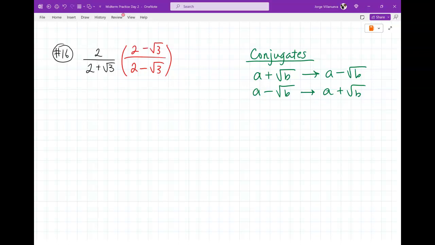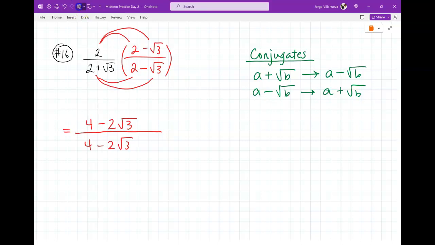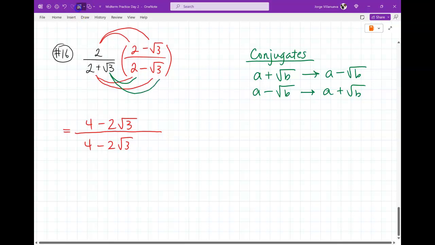Now we are going to have to distribute, so we'll get this 2, put it in there, and we'll also do that to the bottom. So let's see, 2 times 2, that's 4, and 2 times negative radical 3 is negative 2 radical 3. Not much I can do with that anymore. And then on the bottom, I have 2 times 2, that's 4. 2 times negative radical 3, that's negative 2 radical 3. And then radical 3 times 2 and radical 3 times negative radical 3. So I'm going to get a positive 2 radical 3 minus radical 9.